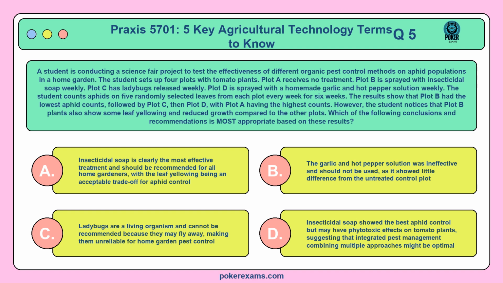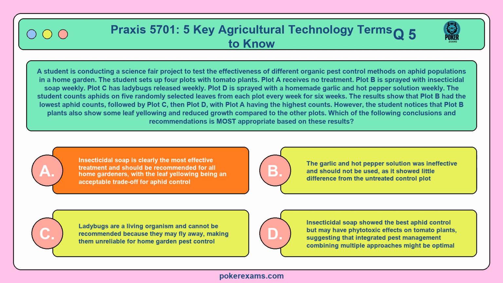The student counts aphids on 5 randomly selected leaves from each plot every week for 6 weeks. The results show that Plot B had the lowest aphid counts, followed by Plot C, then Plot D, with Plot A having the highest counts. However, the student notices that Plot B plants also show some leaf yellowing and reduced growth compared to the other plots. Which of the following conclusions and recommendations is most appropriate based on these results?